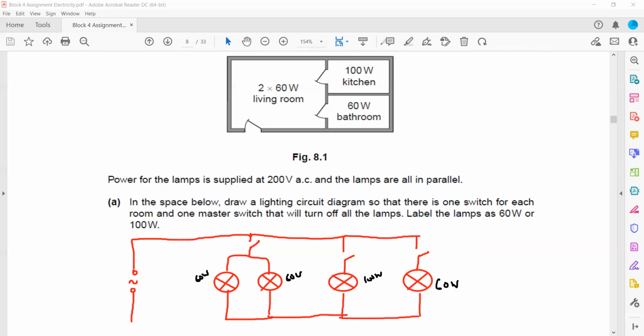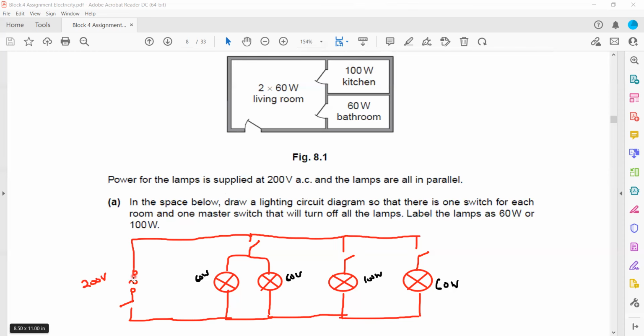And there is one master switch. Master switch means the switch should be there which can turn on and off all the lamps. So the master switch is always next to the supply. So this is how the circuit should appear: a 200 volt AC supply is there.